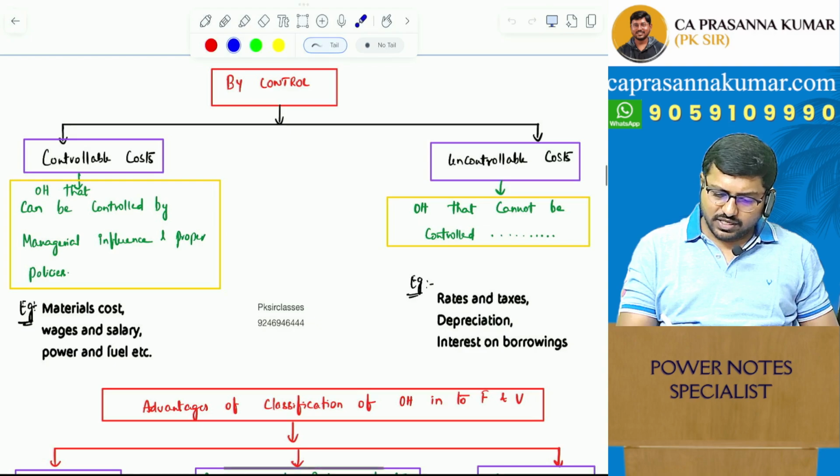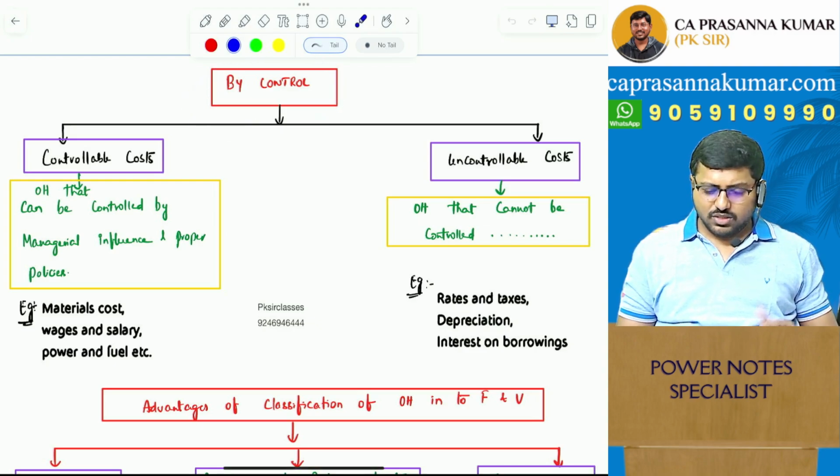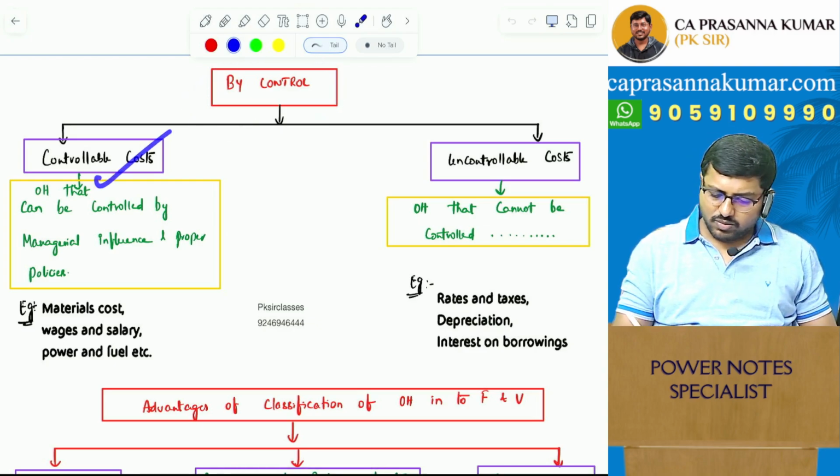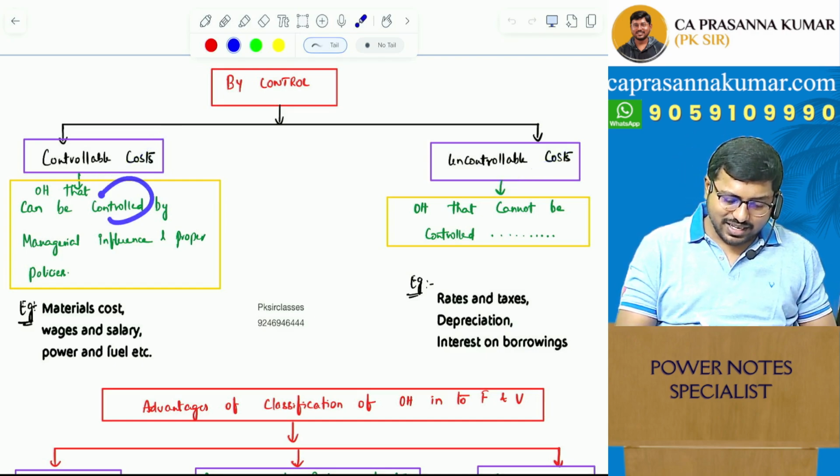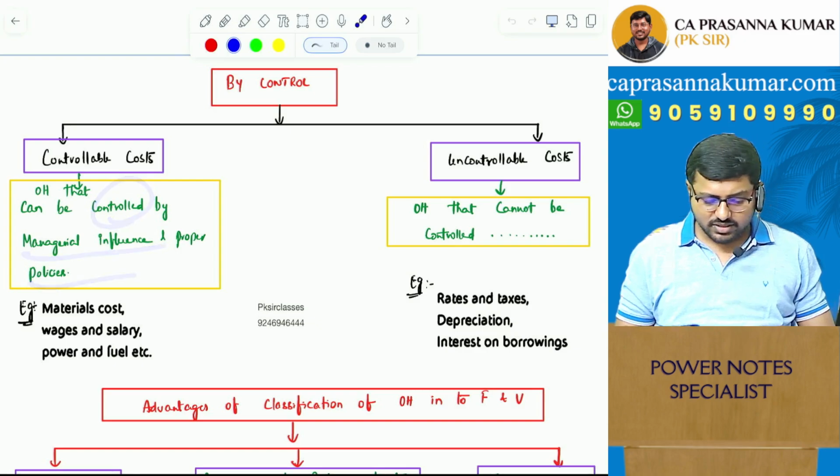Now let's classify the overheads based on control. Okay, so pretty simple this is. You have controllable cost as well as uncontrollable cost. Obviously, what do you mean by controllable cost? That can be controlled by managerial influence as well as proper policies.